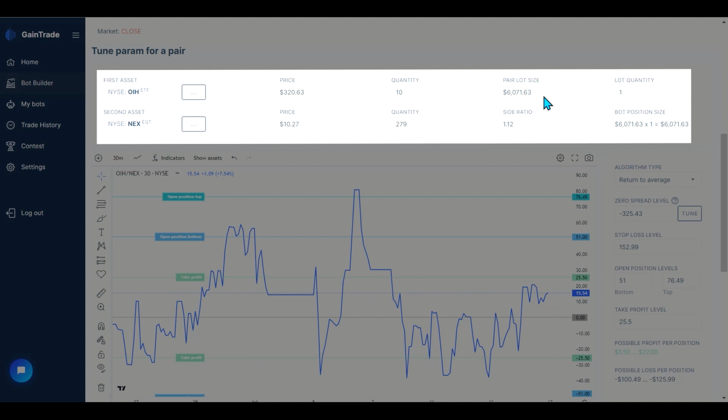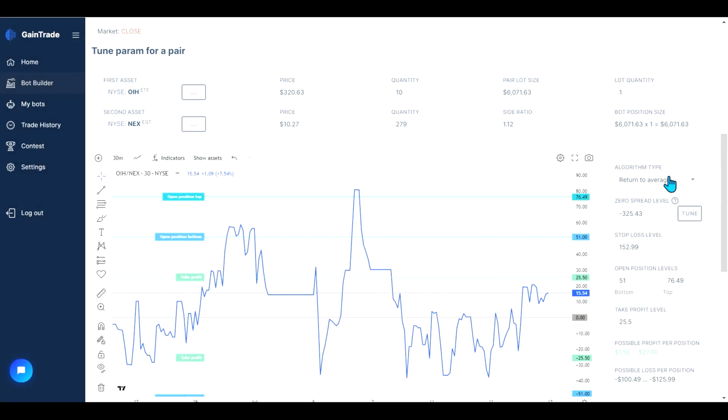Now, it has a pair lot size of $6,071.63, which is the total value of the pair trade per lot. Also, it displays the updated side ratio, which is 1.12. Now, here you can select the number of lots of the pair trade that you want to trade, and based on the number of lots, it will also calculate your total position size of your trade.